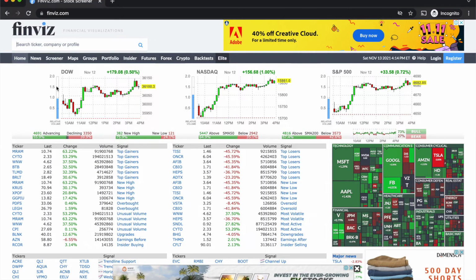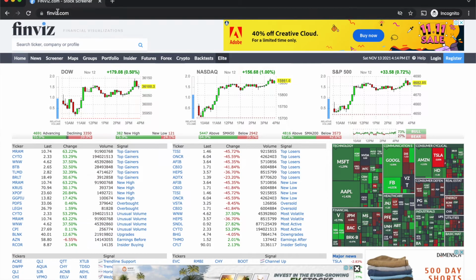Now let's head over to the actual Finviz platform. So we'll key in the parameters on the screener itself, and let's see what list of stocks comes up, and we'll analyze it further. So this is the Finviz platform. I'll leave a link to this in the description for those of you who are new to this platform.